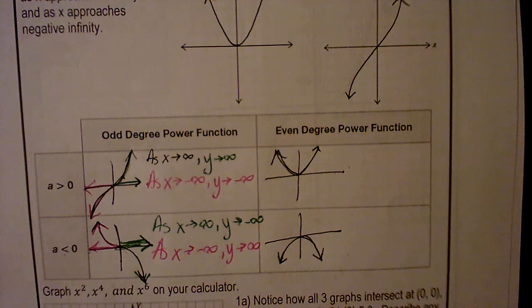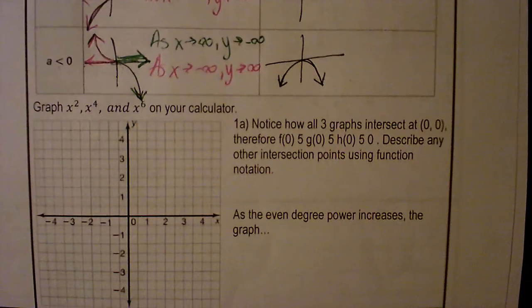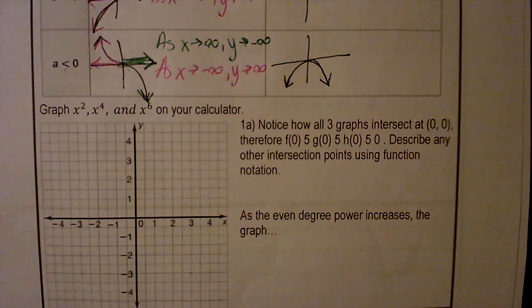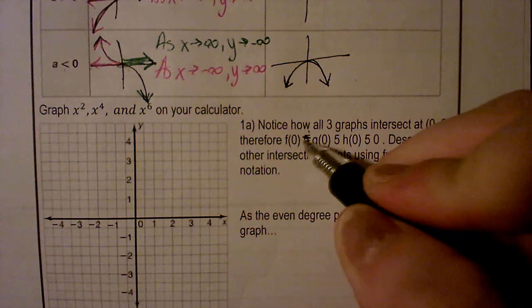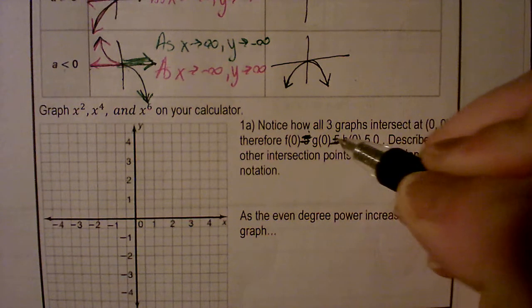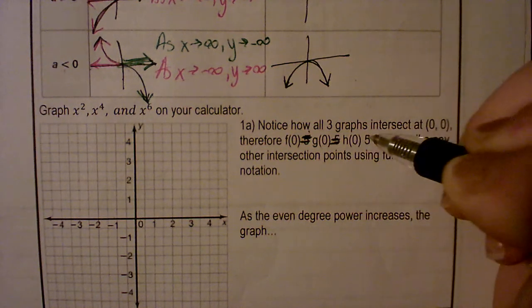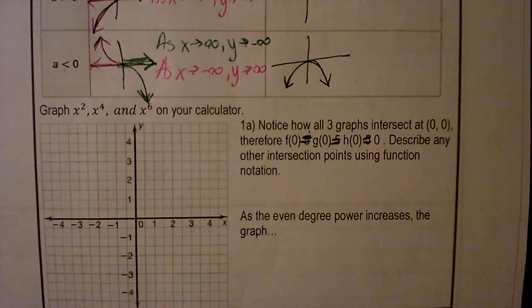Alright, let's go ahead and move forward. If you don't have a graphing calculator, now is the time to grab one, because we are going to graph these 4 even power functions on our calculators. We're going to do that really fast. There is a typo here that you guys need to change. It should say f of x equals, g of x equals, h equals 0. Okay, go ahead and grab your graphing calculator.